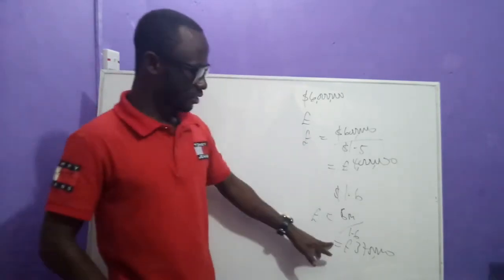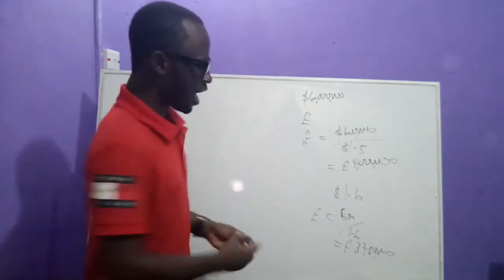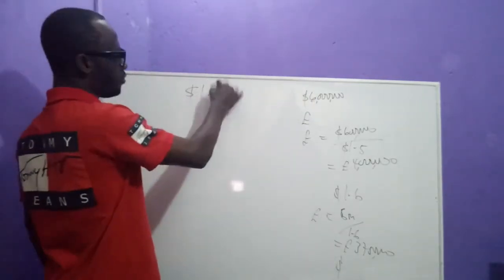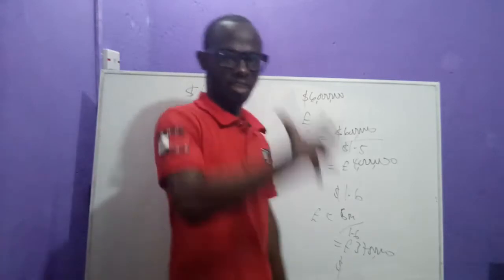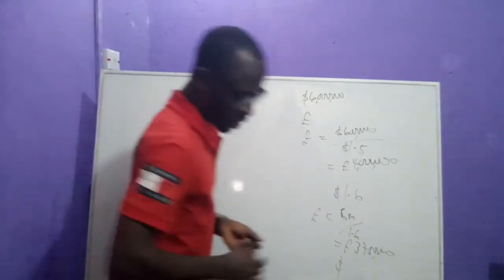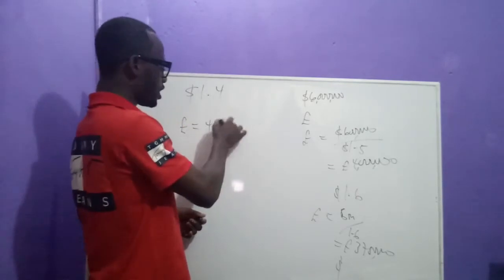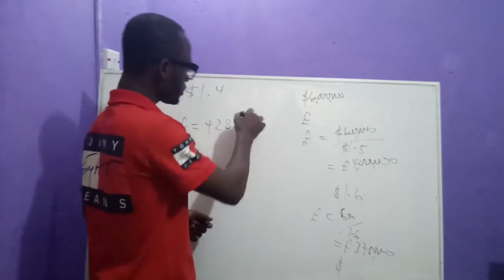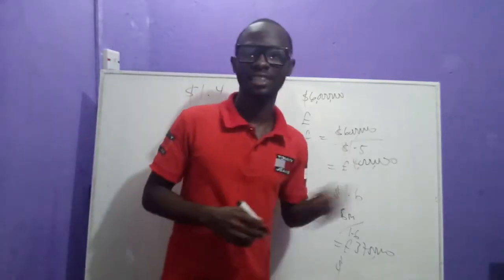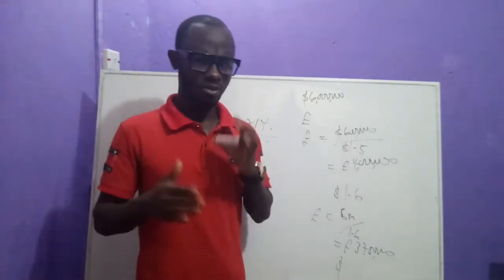But what happens if the exchange rate at the time we want to settle moves to 1.4, meaning the dollar is gaining strength? If it moves to 1.4, then the company will be paying an amount of 4,285,714 pounds. In this case, then we will exercise our option. Okay, we will exercise our option.